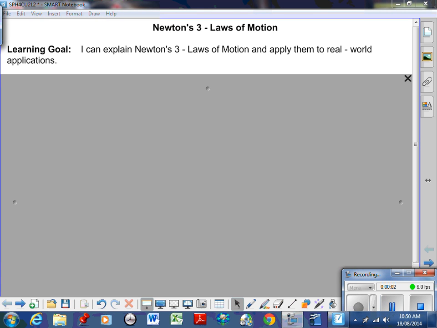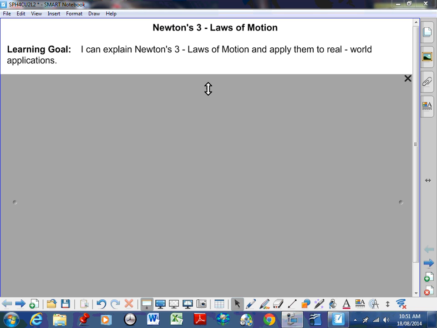Hello and welcome to the second lesson in the second unit. We're looking at Newton's three laws of motion today. So what's the goal? I want you to be able to explain each of Newton's three laws, and then I want you to be able to apply them in real-world applications.